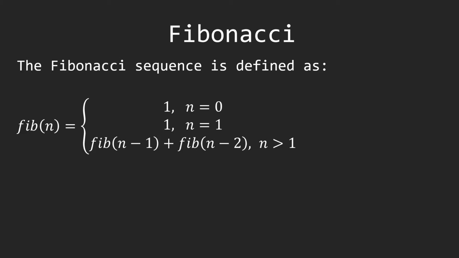Okay, so the sequence will look something like this, where we have 1, 1, 2, 3, 5, 8, 13, 21, 34. And you can see that it's the sum of the two previous numbers, right? So 2 is the sum of 1 and 1, 3 is the sum of 2 and 1, 5 is the sum of 2 and 3, 8 is the sum of 3 and 5, 13 is the sum of 5 and 8, 21 is the sum of 13 and 8, 34 is the sum of 13 and 21, and this continues on forever.